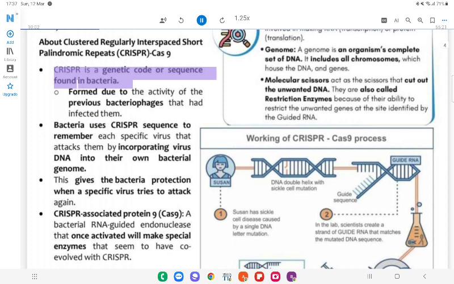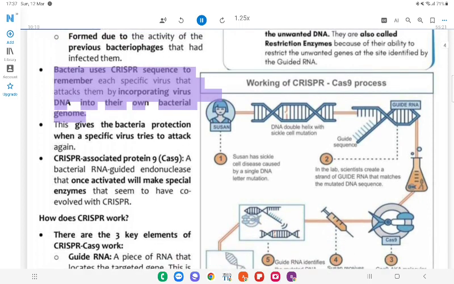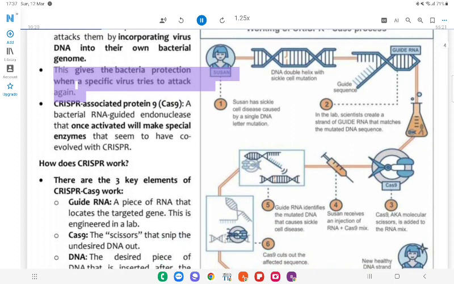CRISPR is a genetic code or sequence found in bacteria, formed due to the activity of previous bacteriophages that had infected them. Bacteria use the CRISPR sequence to remember each specific virus that attacks them by incorporating virus DNA into their own bacterial genome. This gives the bacteria protection when a specific virus tries to attack again.